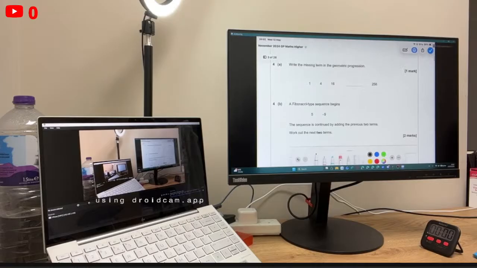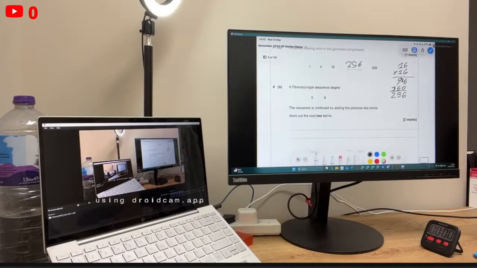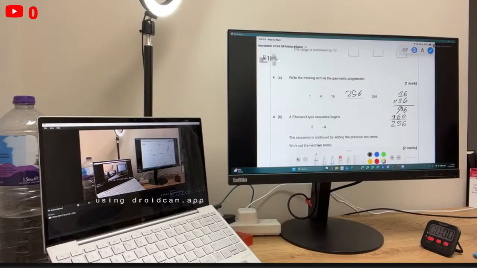Write the missing term in the geometric sequence. So 1, 4. So we gotta figure out what's 16 times 16. Now keep in mind this is a non-calculator paper, so I'm doing this all manually myself. 96, then 6, 5, 256. What? That's not how math works, right?